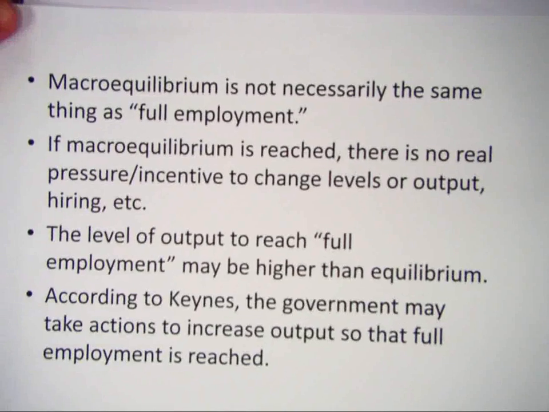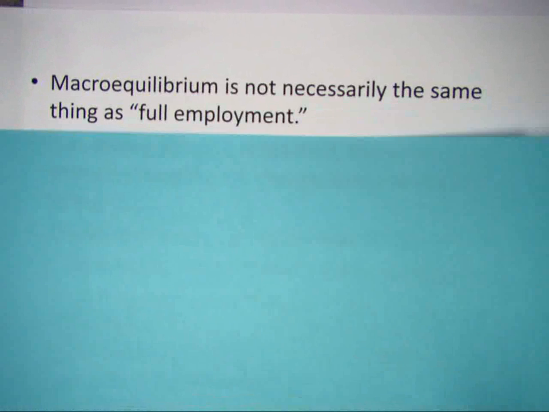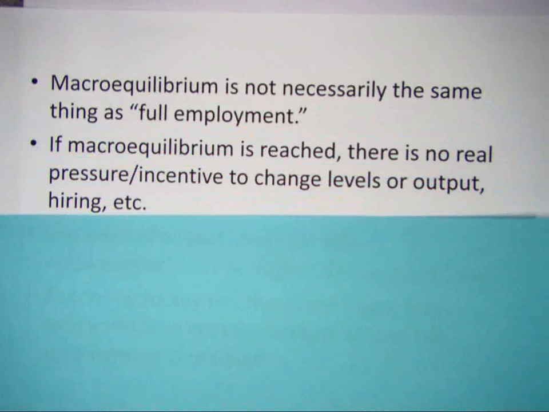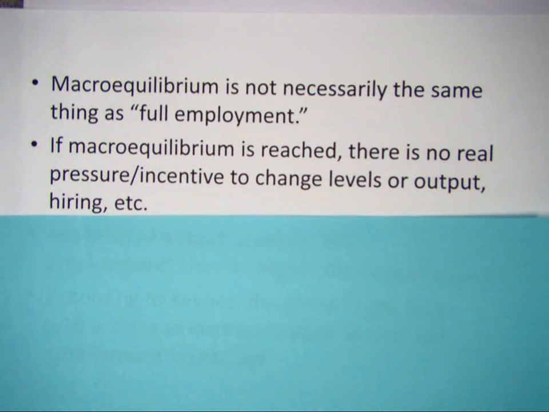Macro equilibrium is not necessarily the same thing as full employment. If equilibrium is reached, there's no pressure or incentive to change levels of output. There's no incentive to increase output because spending is not greater than output. There's no incentive to decrease output because output is not greater than spending. We're just kind of stuck there.